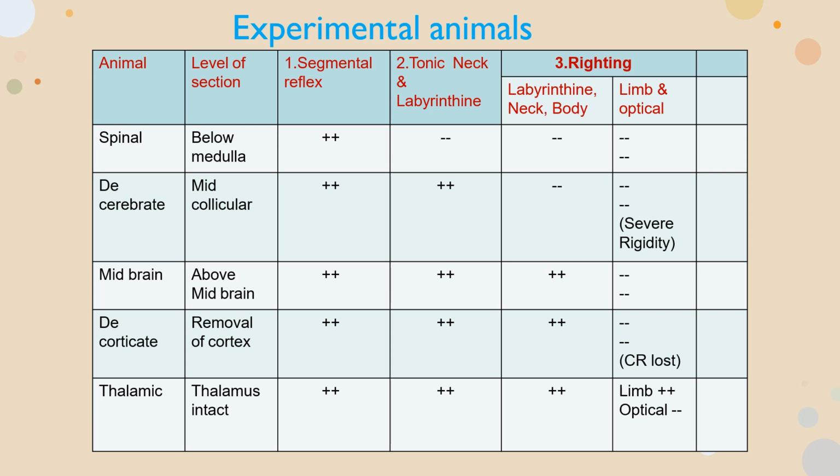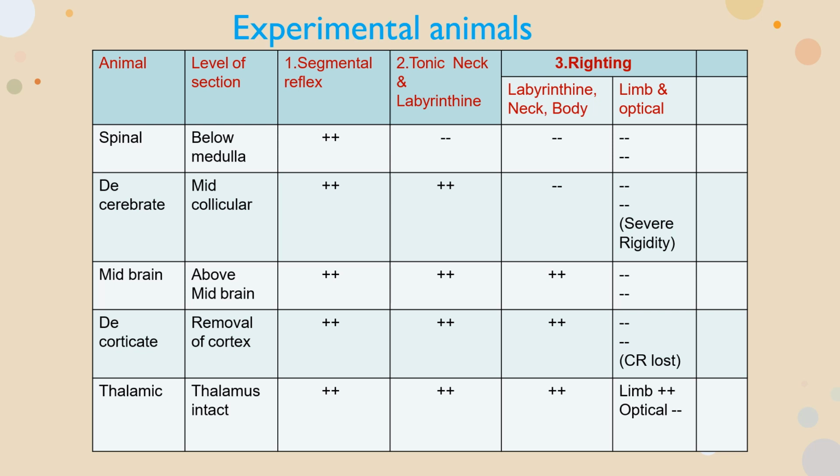And the next is decerebrate. This section is mid-collicular. The colliculi, superior and inferior, are present in the midbrain. Between those two colliculi, the section we are cutting, so it is mid-collicular. In this, the reflexes which are intact are segmental, tonic neck and tonic labyrinthine reflexes, and the remaining righting reflexes are absent.